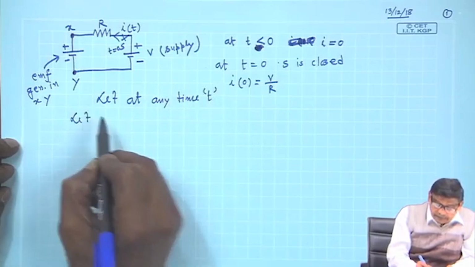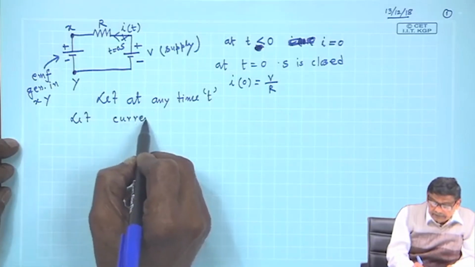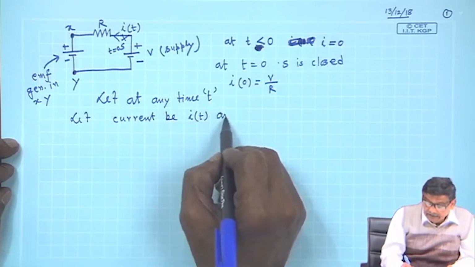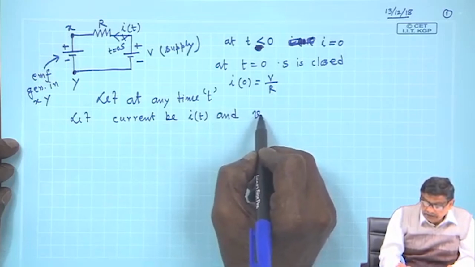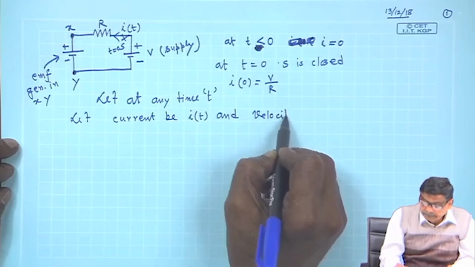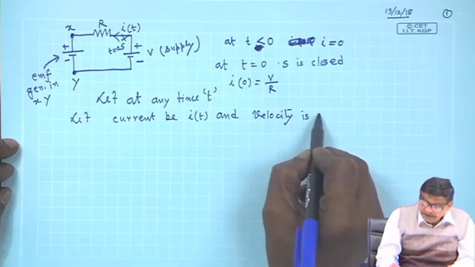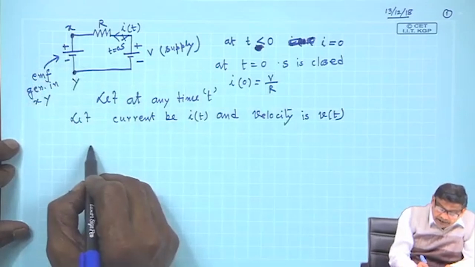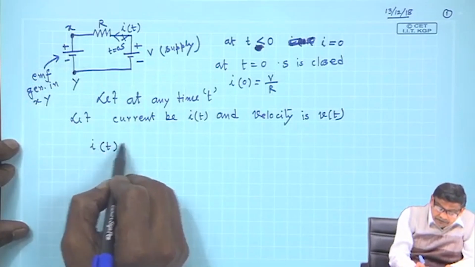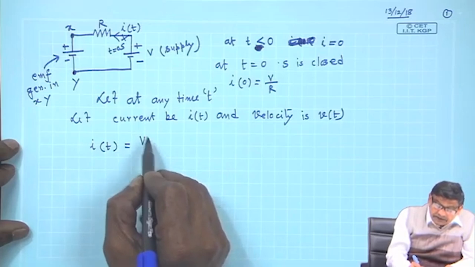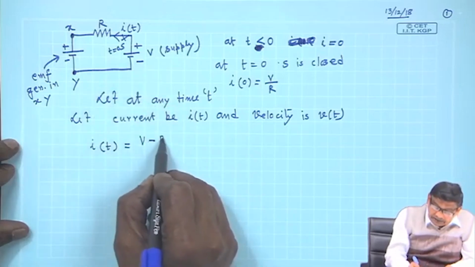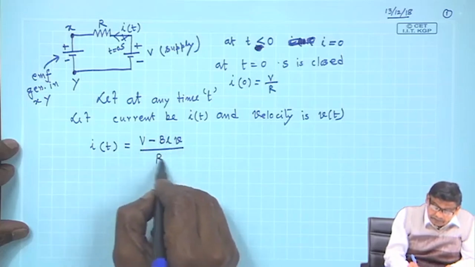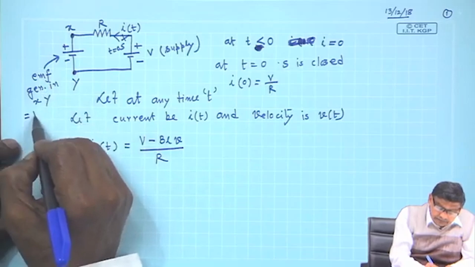let the current be i(t) and the velocity of the conductor be v(t), with the polarity as shown. Therefore, the expression of the current will be V minus B L v divided by R. This EMF is equal to B L v.